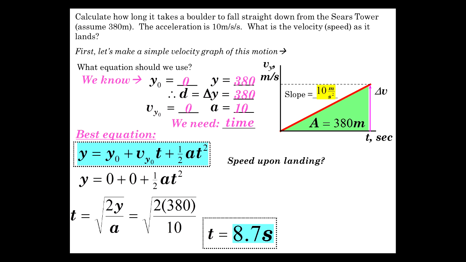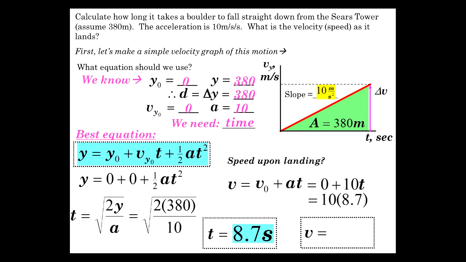Now, how fast is it going upon landing? Now that we know the time, we can just choose, say, equation 3 for final velocity. Final velocity is v0 plus at. v0 is 0, so it's just the acceleration times time. And that's real simple. Don't even need a calculator. 87 meters per second. And we're done with that problem.